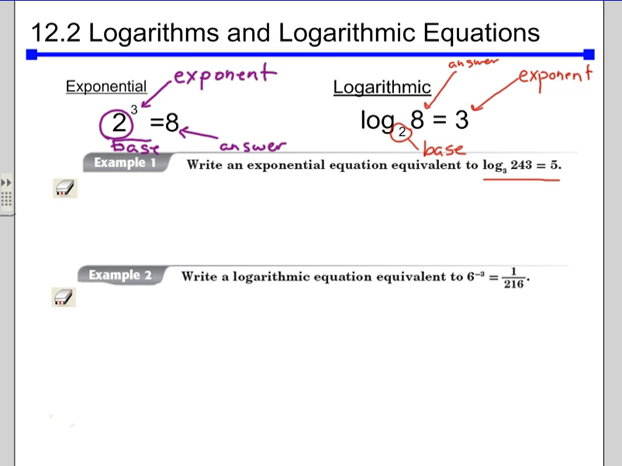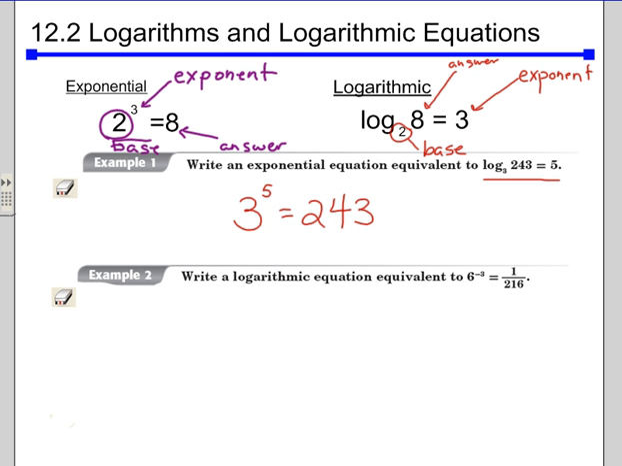So in exponential, we need a base. What's the base in log base 3 of 243 is 5? What's the base? 3. So we said logs are equal to exponents. So what's the exponent in log base 3 of 243 is 5? The 5. So 3 to the 5th should be the answer of 243. You pop out your calculator and you plug that in. Sure enough, 3 to the 5th is 243. It's actually 244. No, it's not.